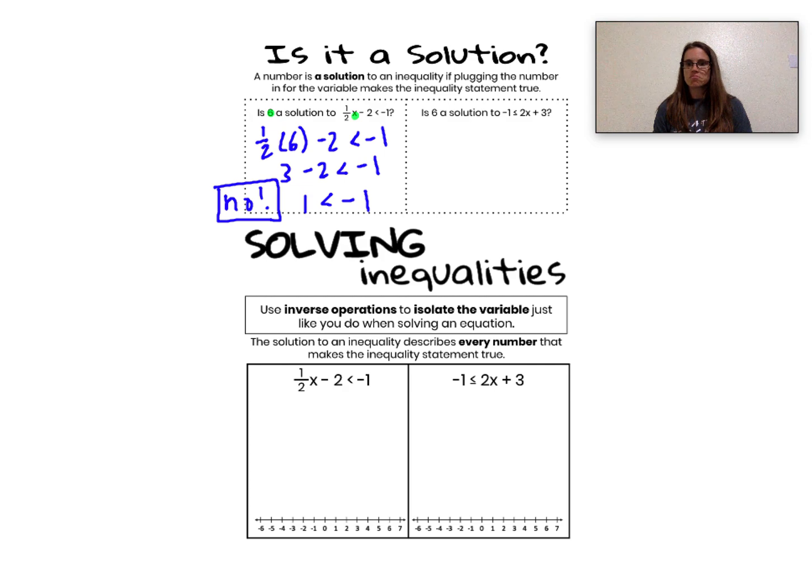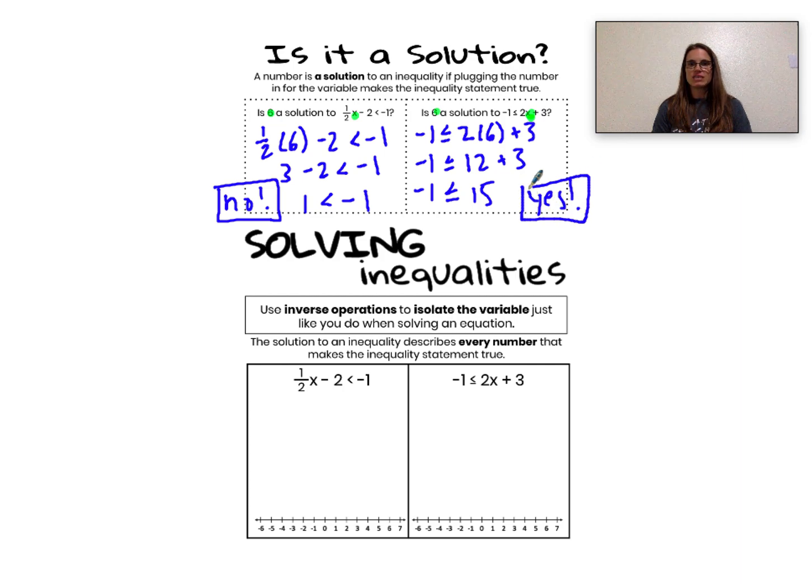Next question. Is 6 a solution to the second inequality? We're going to go ahead and plug 6 in for x and see if we get a true statement. -1 less than or equal to 2 times 6 plus 3. Is -1 less than or equal to 12 plus 3? Is -1 less than or equal to 15? Yep. -1 is less than or equal to 15. That tells me that 6 is one of the solutions to this inequality, remembering that there are, in fact, an infinite number of solutions to the inequality statement.